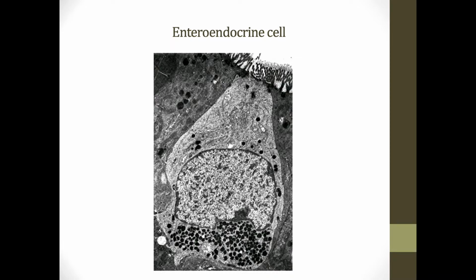So, what is the difference? The major difference: in the stomach, these endocrine cells are the closed type. Yes, so they don't have contact with the lumen. But in the small intestine here are the open type endocrine cells, and they have contact with the lumen.